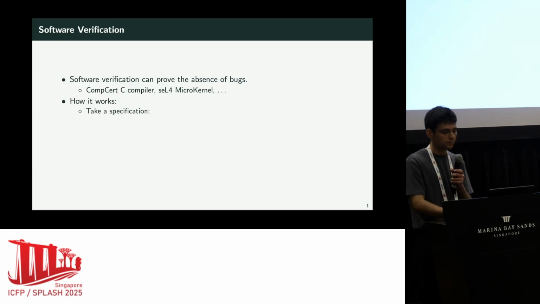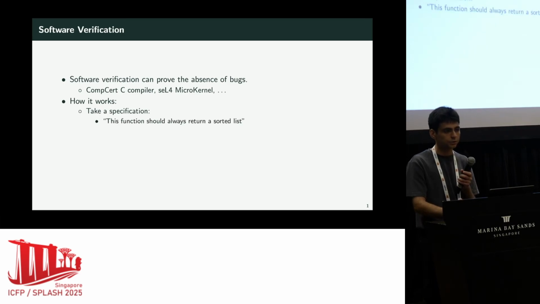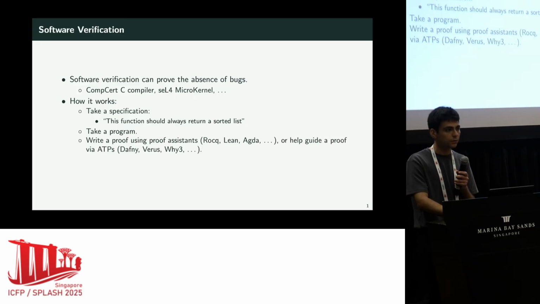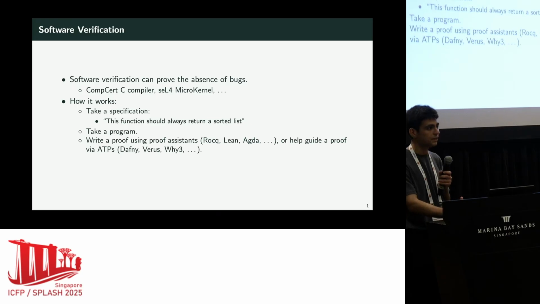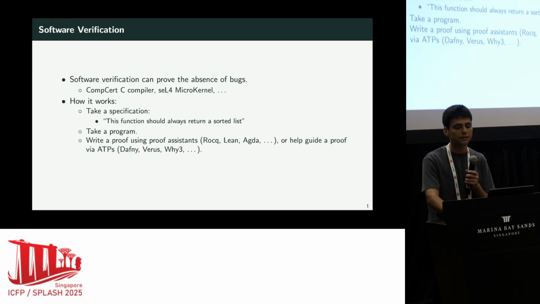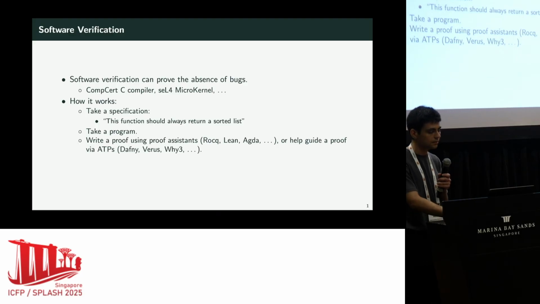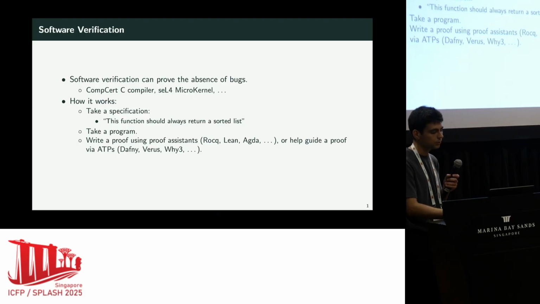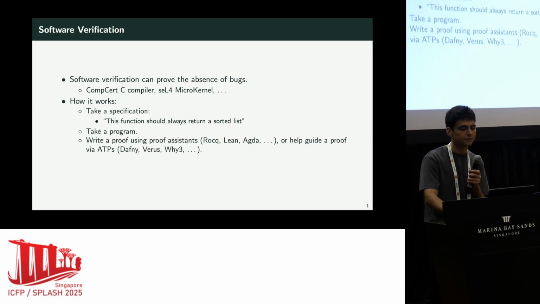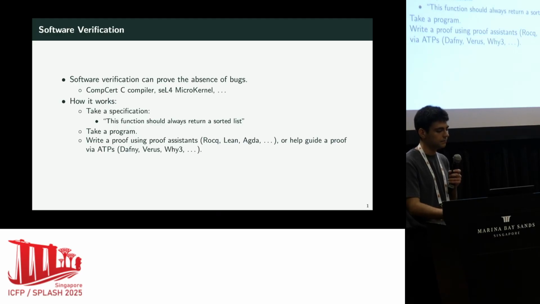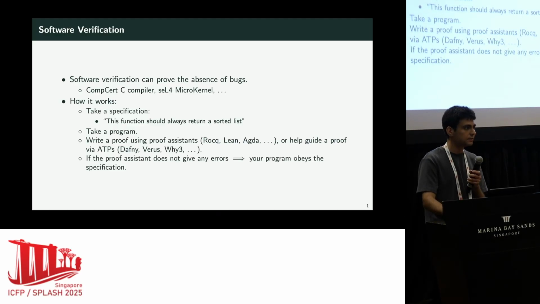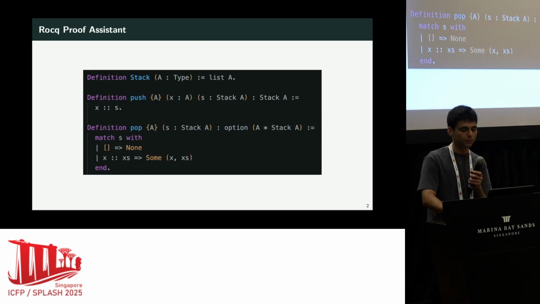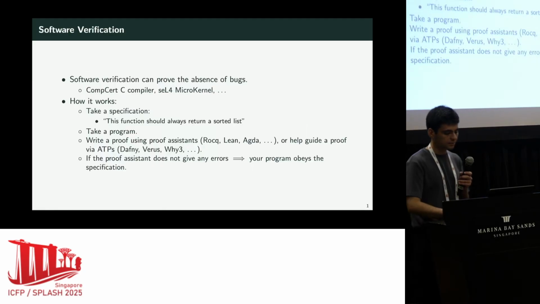And how does it work? Well, you take a specification, such as "this function should always return a sorted list." You take a program, and then you write a proof using either proof assistants, such as Rocq, Lean, Agda, or you help guide a proof assistant using automated theorem provers, sometimes called auto-active theorem provers, such as Dafny, Verus, Why3, and many more. And then if the proof assistant does not give you any errors, then you say that your program obeys your specification. So your program should at least be correct.